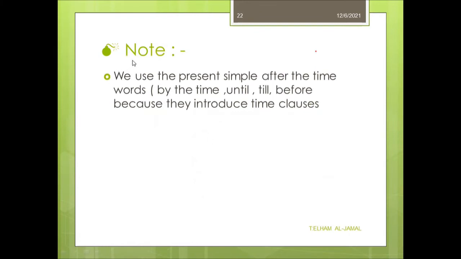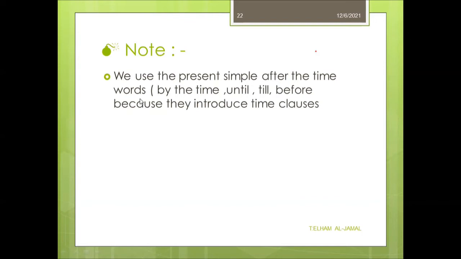Okay, note. These notes are important. There are many important notes about the future perfect. Number 1, we use the present simple after the time words.